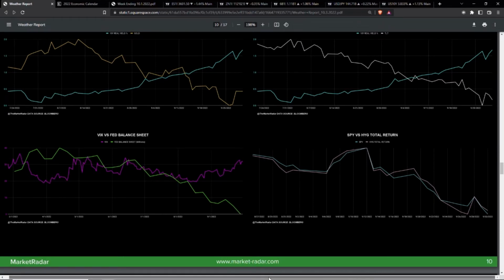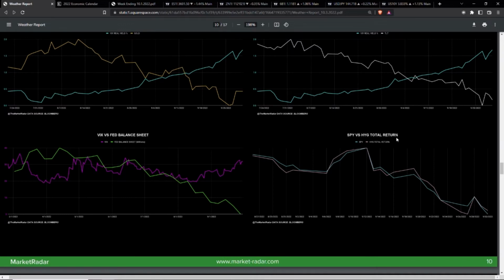Now, this is the SPY versus HYG total return. This is an interesting one. We've had people tell us that HYG is not a leading indicator. We've had some, what you would call reputable Twitter accounts, claim that this is a lagging indicator, and this is in fact not a lagging indicator. This one's actually one of the best leading indicators out there. The fact that someone said this is a lagging indicator was quite funny.